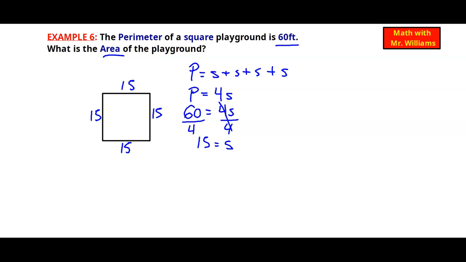All right, so we know our area formula equals side squared because it is a square. All right, so area equals 15 squared, or area equals 15 times 15, which would be area equals 225 feet squared as our answer.